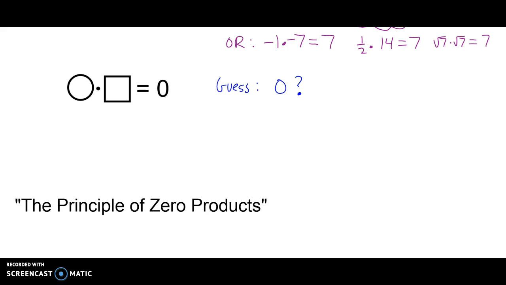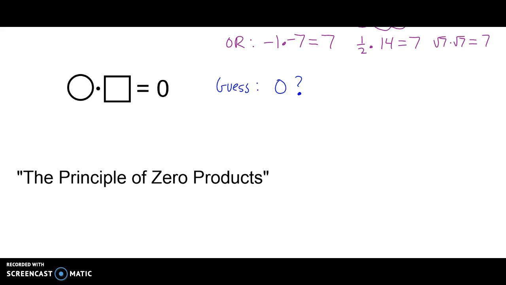That's called the principle of zero products. The principle of zero products says this thing that you already know, that if a product equals 0, like in this case that we've been talking about here, then one of the two numbers has to be 0.